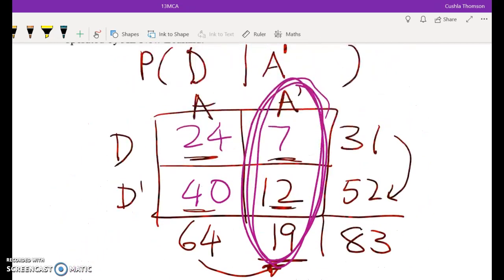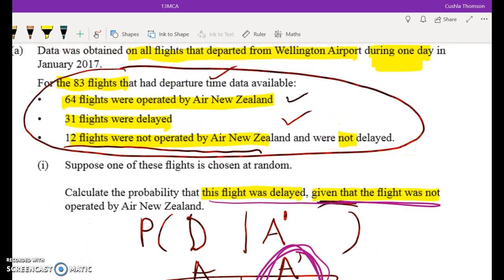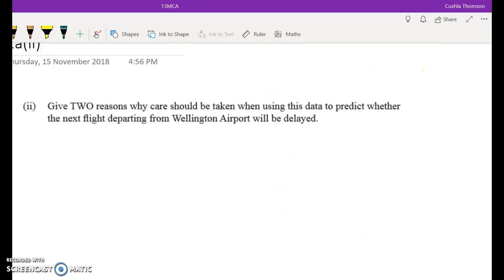To get merit in this question, you had to answer that question. And then the next one, which is over here. Give 2 reasons why care should be taken when using this data to predict whether the next flight departing from Wellington Airport will be delayed. So there were a bunch of things that you could say here, but they all come down to this. So I'm going to do some notes here.